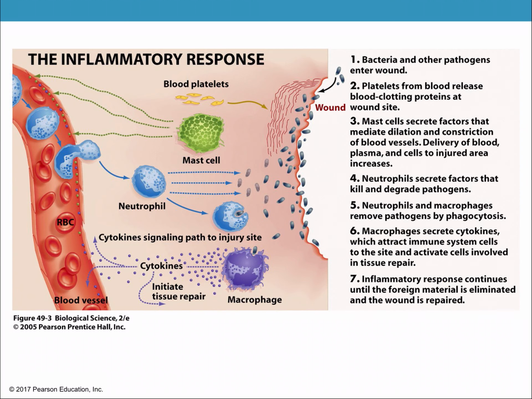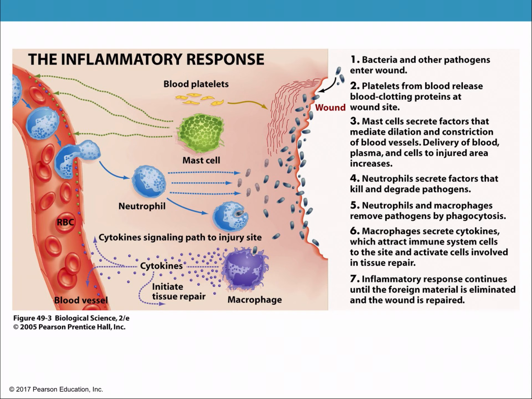Okay. So the inflammatory response is when we have a situation where the skin is broken and bacteria and other pathogens can get into the wound. In order to stop this, we have something called the inflammatory response, which is going to feel very hot to the touch. So the first thing that happens here, the bacteria are going to enter. Platelets from the blood are going to release blood clotting proteins at the wound site. Okay, that's going to begin the process of healing. Cells called mast cells are going to secrete factors that mediate dilation and constriction of blood vessels. And you're going to see delivery of blood, plasma, and cells to the injured area increasing.